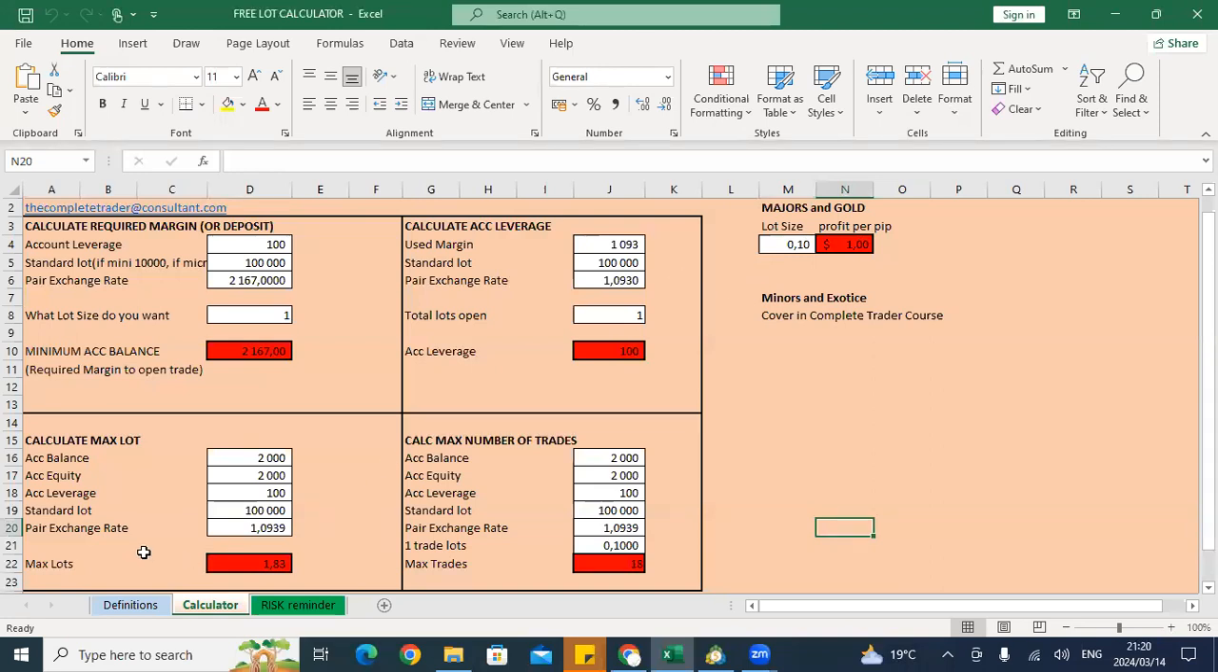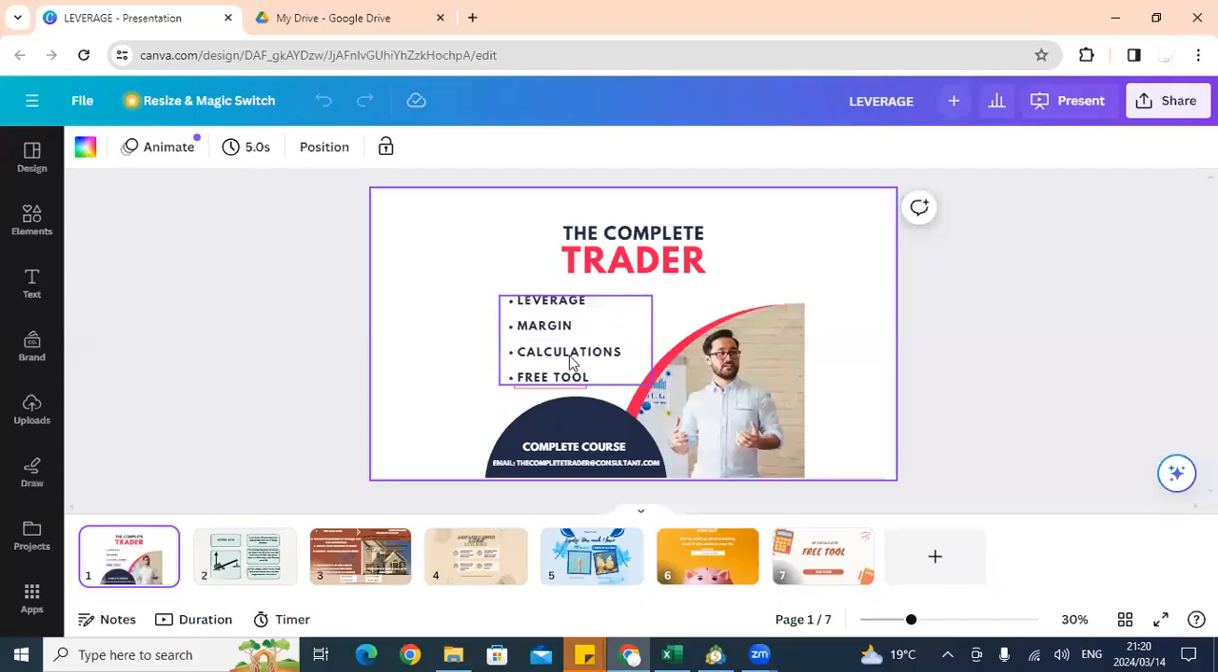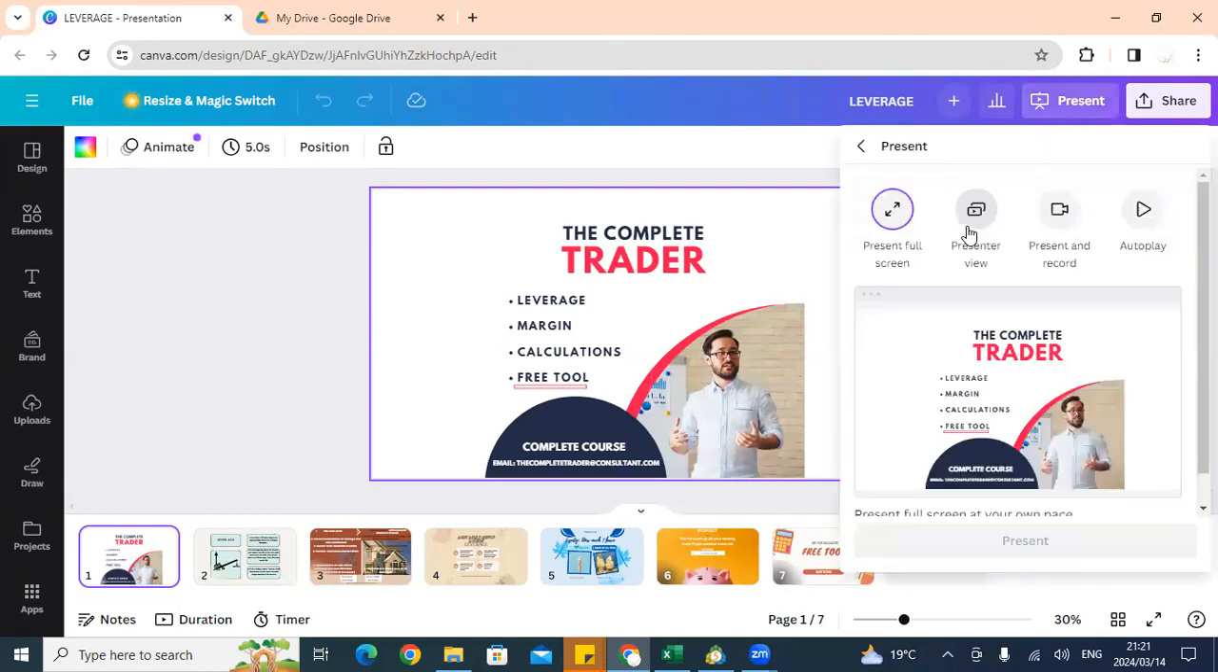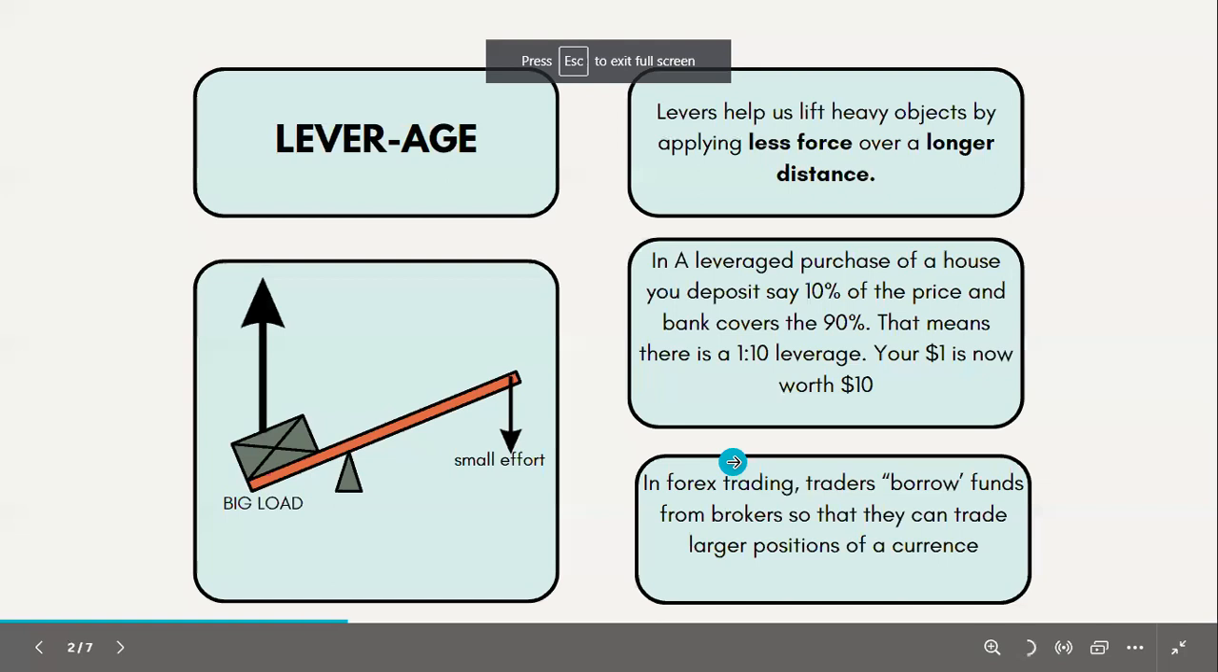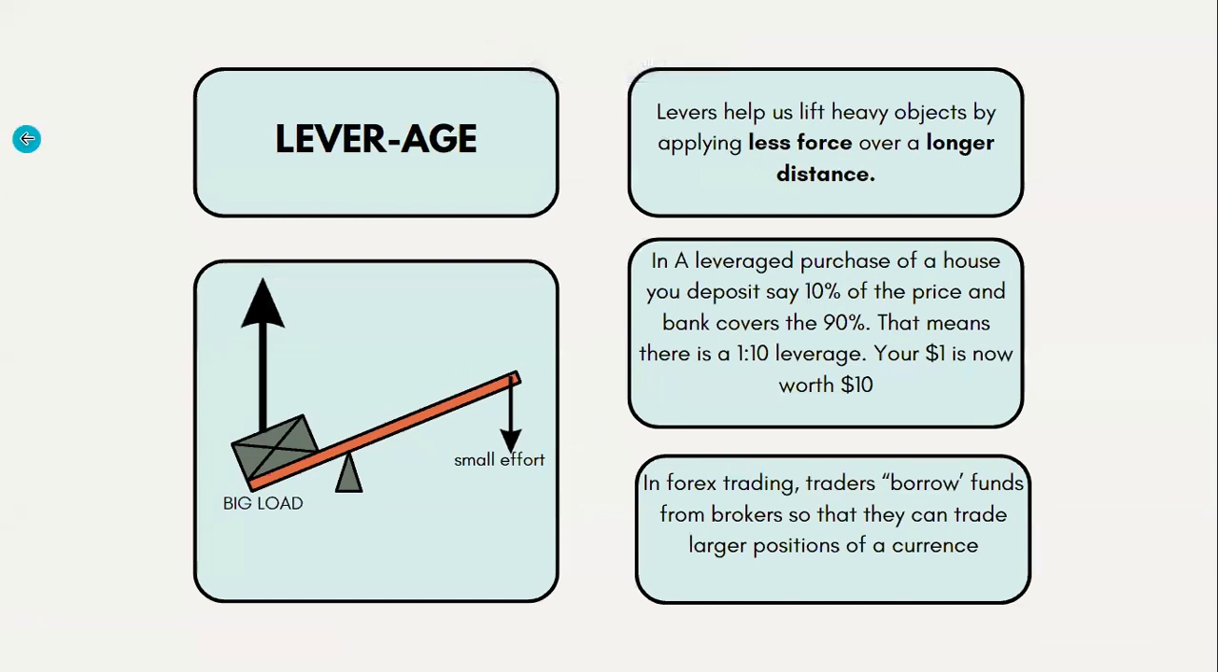So stick around. I'm going to share this free tool, but in the meantime, allow me to explain some of these things, which are leverage, margin, and how they are calculated and why they exist in the first place in the Forex trading space. All right. So without wasting much more time, let me present this particular video.